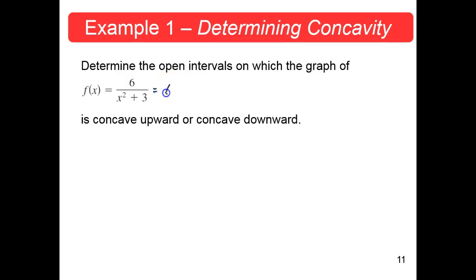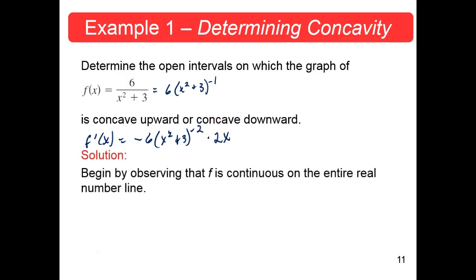We'll rewrite this as 6 times x squared plus 3 to the minus 1. And then what are we going to do? You don't have to do it this way, but this is my preferred method. What do you do then? Take a derivative. Okay? So your f prime of x is equal to, using this form, negative 6 times x squared plus 3 to the negative 2 times 2x. Perfect.